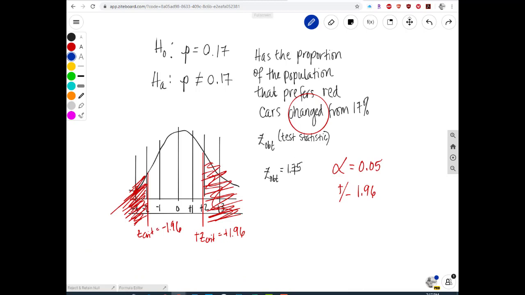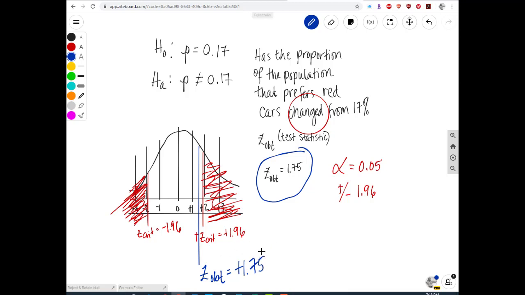Now, I went ahead and did my experiment, and I got a test statistic, and the z that I obtained was 1.75. Where would that fall here on my curve? Well, if this is positive, right, this is going to be somewhere right in through here. It's not more than positive 1.96. It's less than positive 1.96. This is my z obtained. My z obtained is not in the area of rejection.